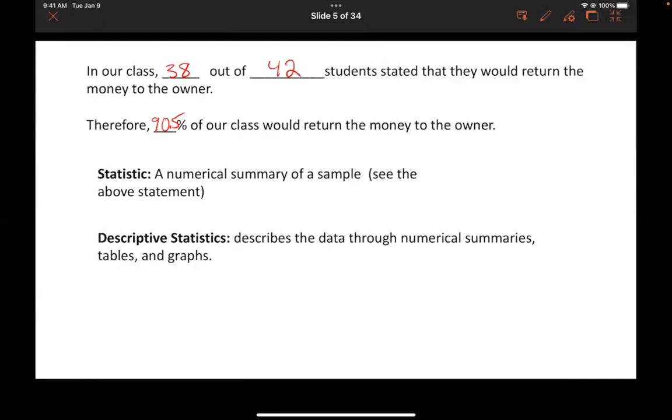So descriptive statistics describes the data through numerical summaries, tables, and graphs. Actually, this right here would be my numerical summary. If I summarize it or I put it in a table or a graph, this is descriptive statistics. You are not going to have to tell the difference between these two or say, hey, that's a statistic, that's descriptive statistics. But knowing what a statistic is is important. Knowing that it refers to a sample is important. Those are the two pieces.